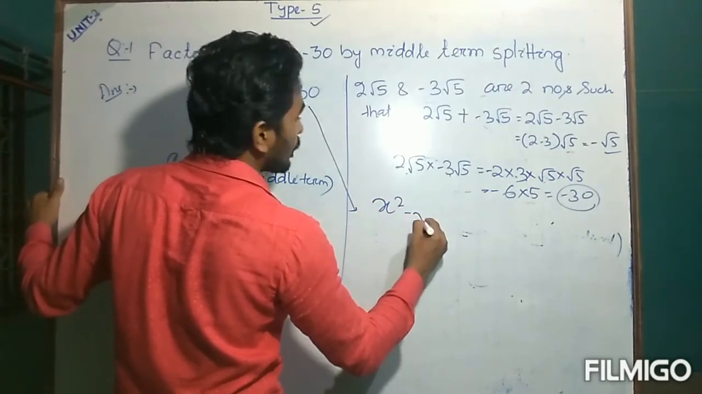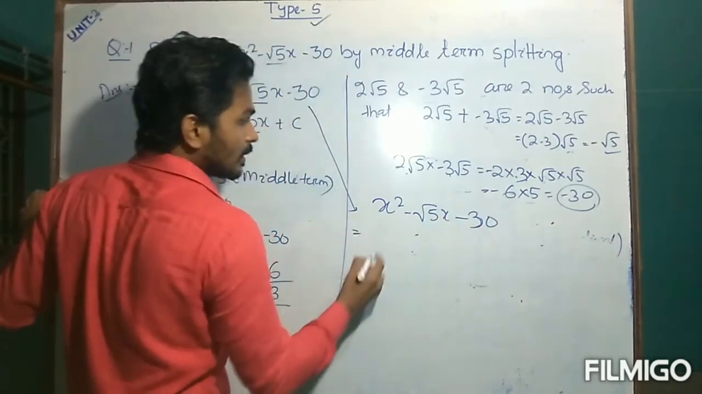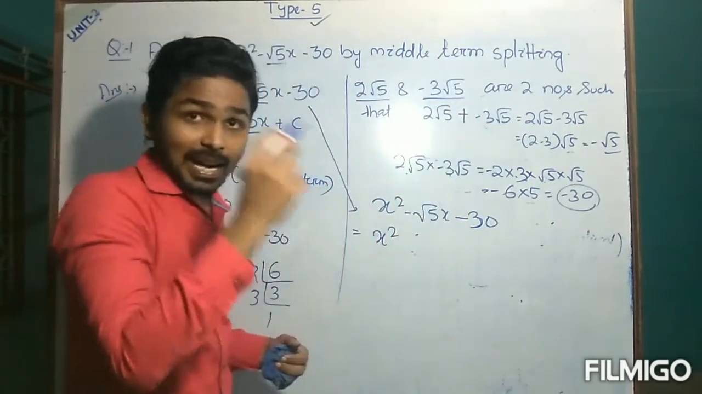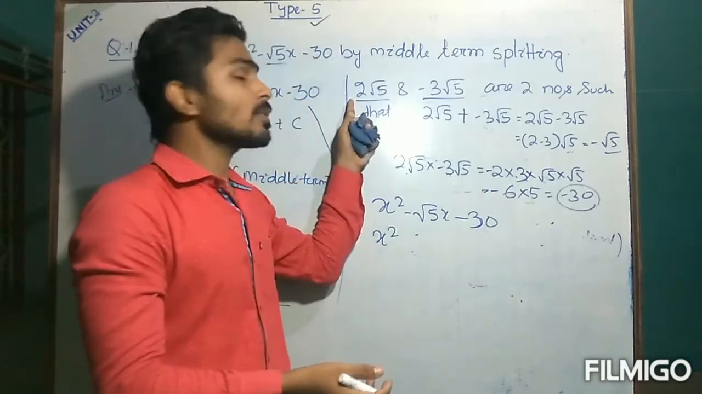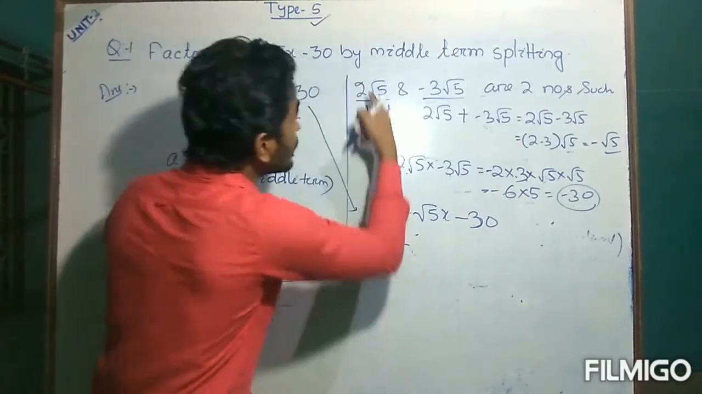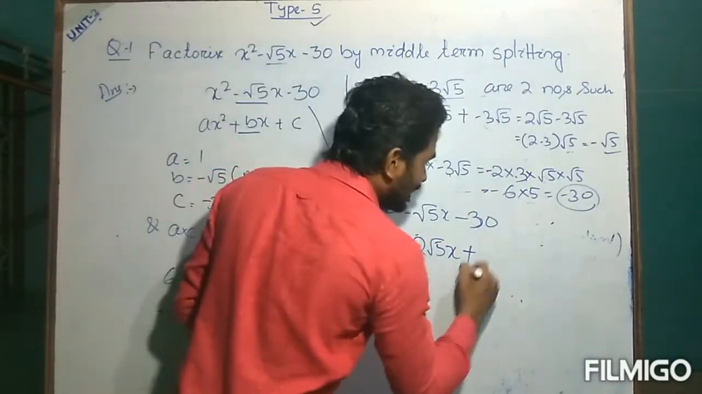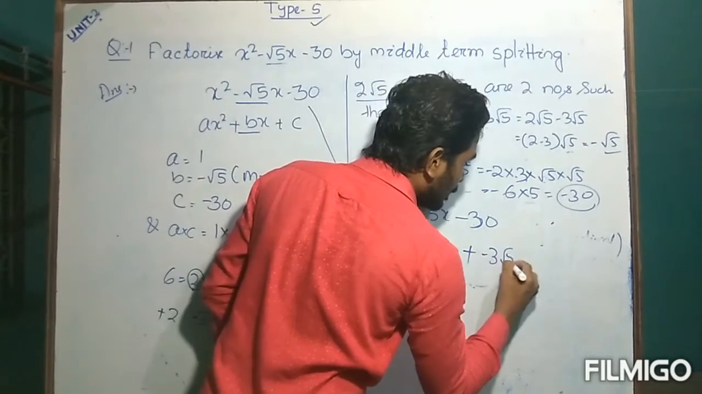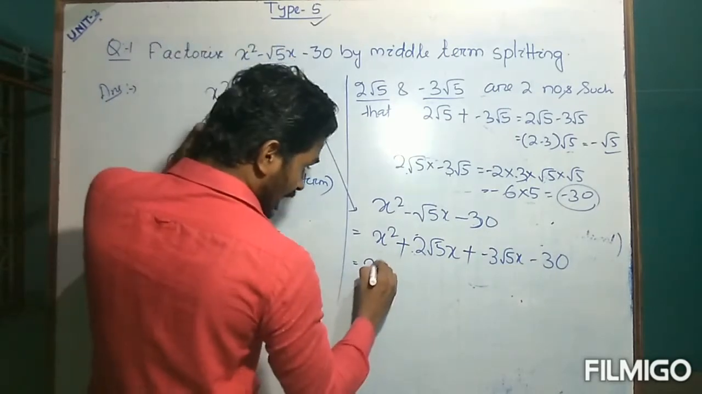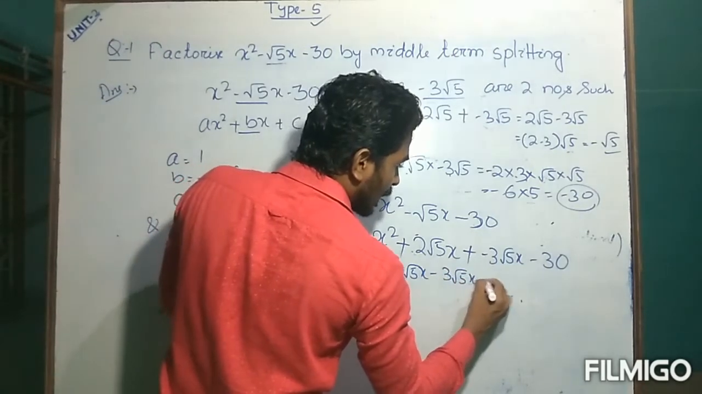this quadratic polynomial now can be factorized. How? See this? It will be x square. We need to write the larger number, the bigger number, first. Since one is a positive number and one is a negative number, the positive one is the larger one. So plus 2 root 5 x, you have to add this with minus 3 root 5 x minus 30. Now it will be x square plus 2 root 5 x plus minus 3 root 5 x minus 30.